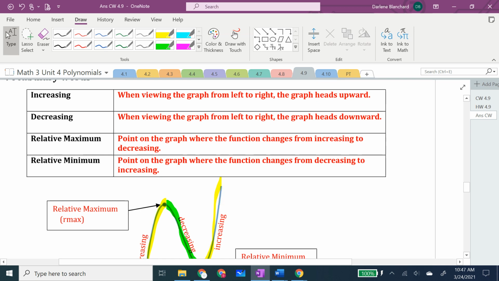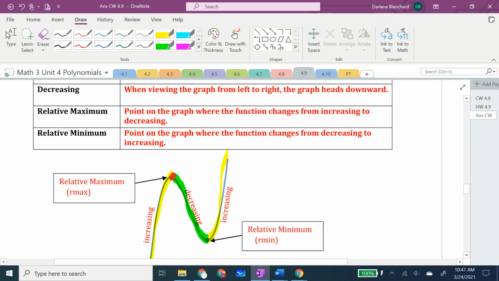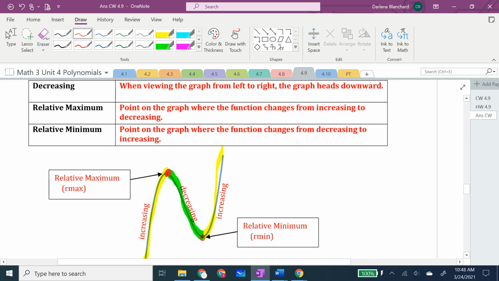A relative maximum, it pretty much says itself. A relative maximum is a high point on the graph, and it's a place where the function changes from increasing to decreasing. A relative minimum is a low point on the graph, and it is where the function changes from decreasing to increasing. You can abbreviate them by Rmax, Rmin.